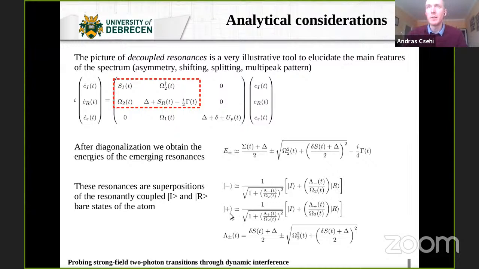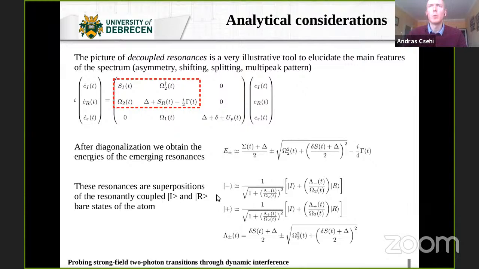These quantities here include the Stark shifts and all the strong field quantities that we are interested in. And it turns out that these expressions become very simple if there are no Stark shifts. So if sigma is zero, then delta S is zero. So it becomes very, very simple. And also here, 1/√2 if there is no Stark shift. And so it can be considered a general situation when there are Stark shifts in the system.